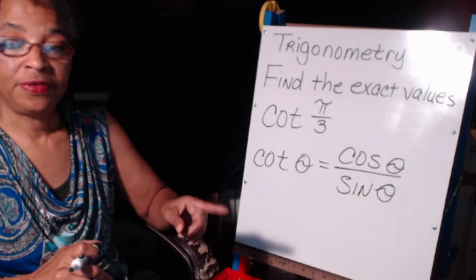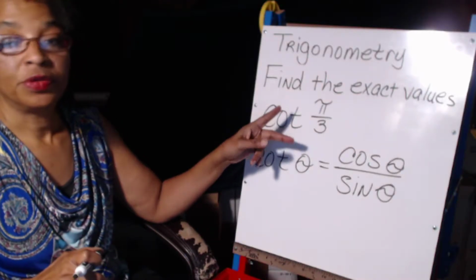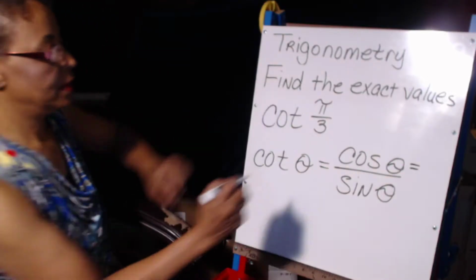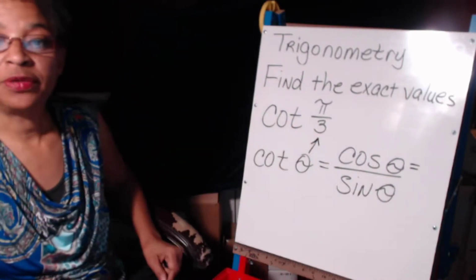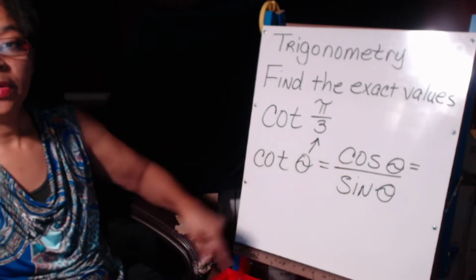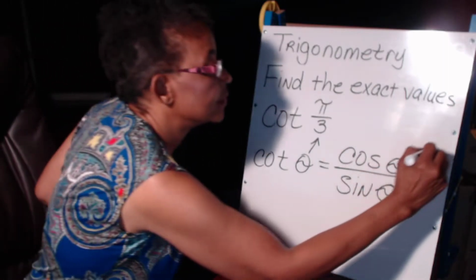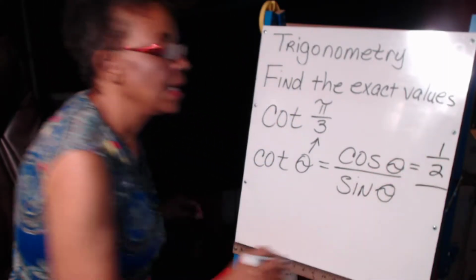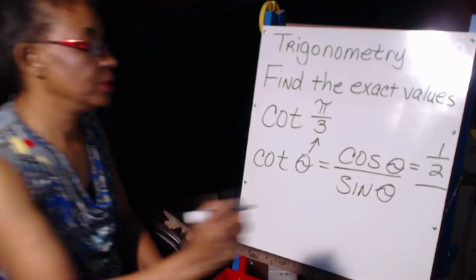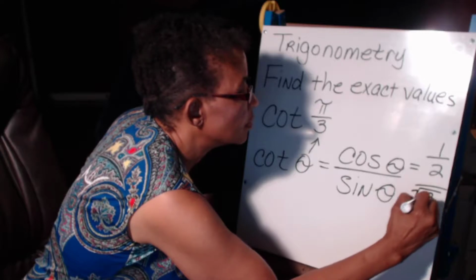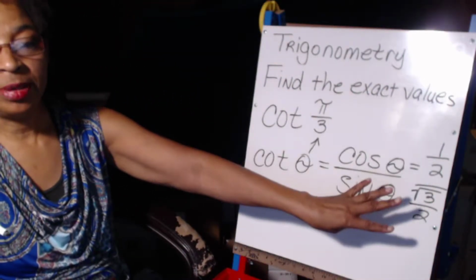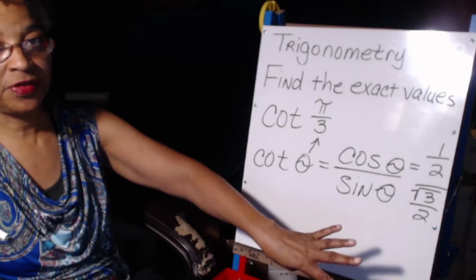The cosine of theta, theta is pi over 3 in radians. So, cosine of pi over 3 is 1/2. The sine of pi over 3 is the square root of 3 over 2. As you see, I have definitely a complex fraction, a fraction over another fraction.